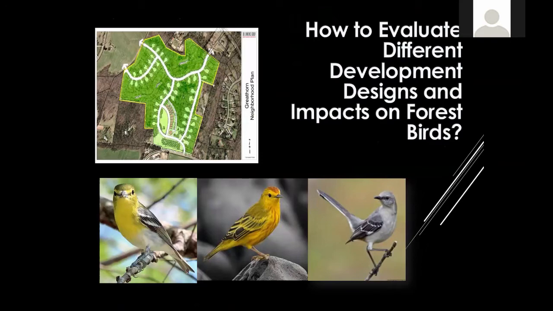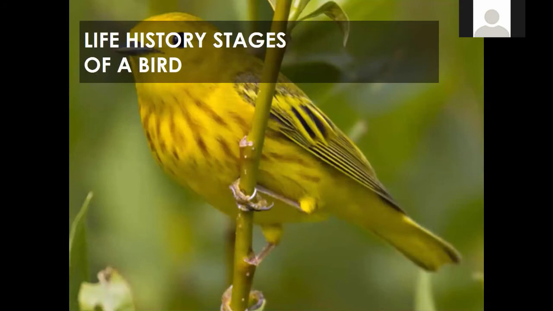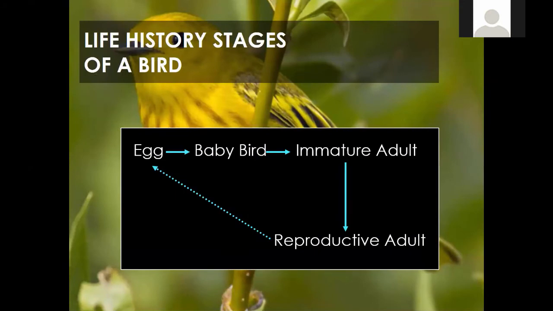Now, when we're concentrating on forest birds, thinking about their life history stages is important when we're thinking about a tool, because if you think about the breeding phase versus the non-reproductive phase, when you go from egg to baby bird to immature adult to reproductive adult, they may require different resources and different types of habitat during those different stages.